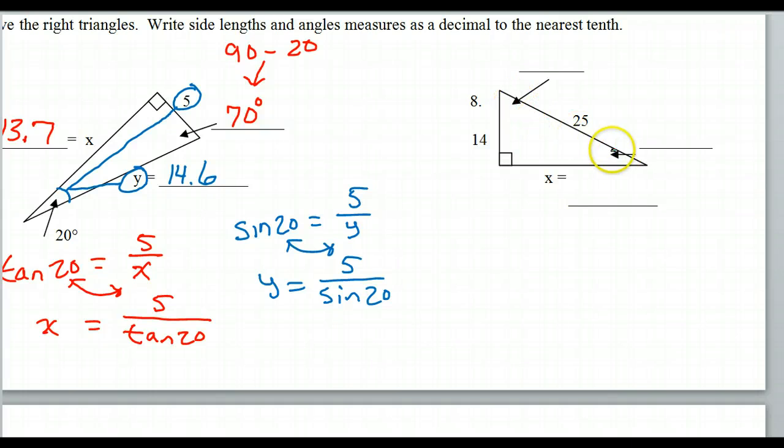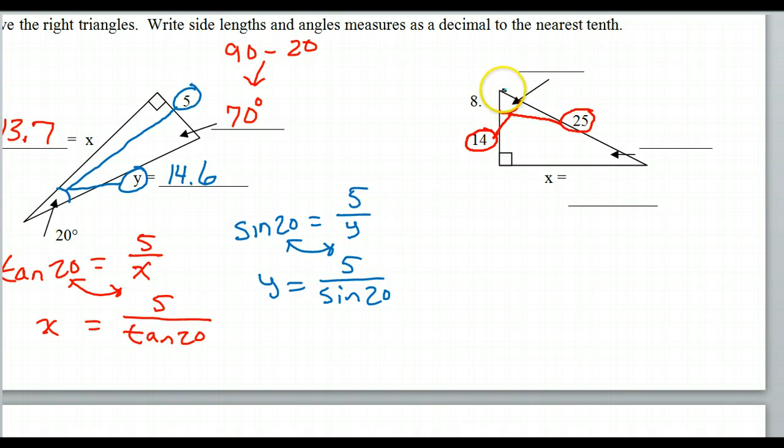This time we aren't given either angle, so we are going to have to use inverse trig function. So let's try to find this angle up here. If I do this angle up here, then the 14 and the 25 are adjacent and hypotenuse. Well, guess what? That's the cosine function.